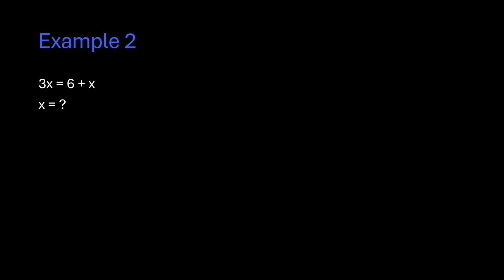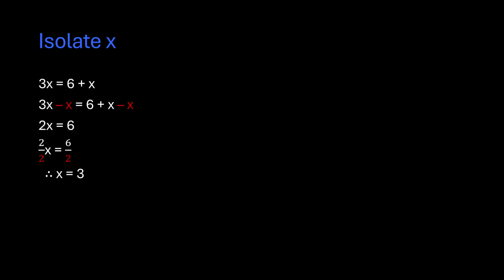Example 2. Let's say we are given the equation 3x = 6 + x. What is the value of x that satisfies this equation? To isolate x, we have to inspect our equation and see what we are required to do in order to get x alone on one side. In this case, we subtract x from both sides. 3x minus x is equal to 2x.